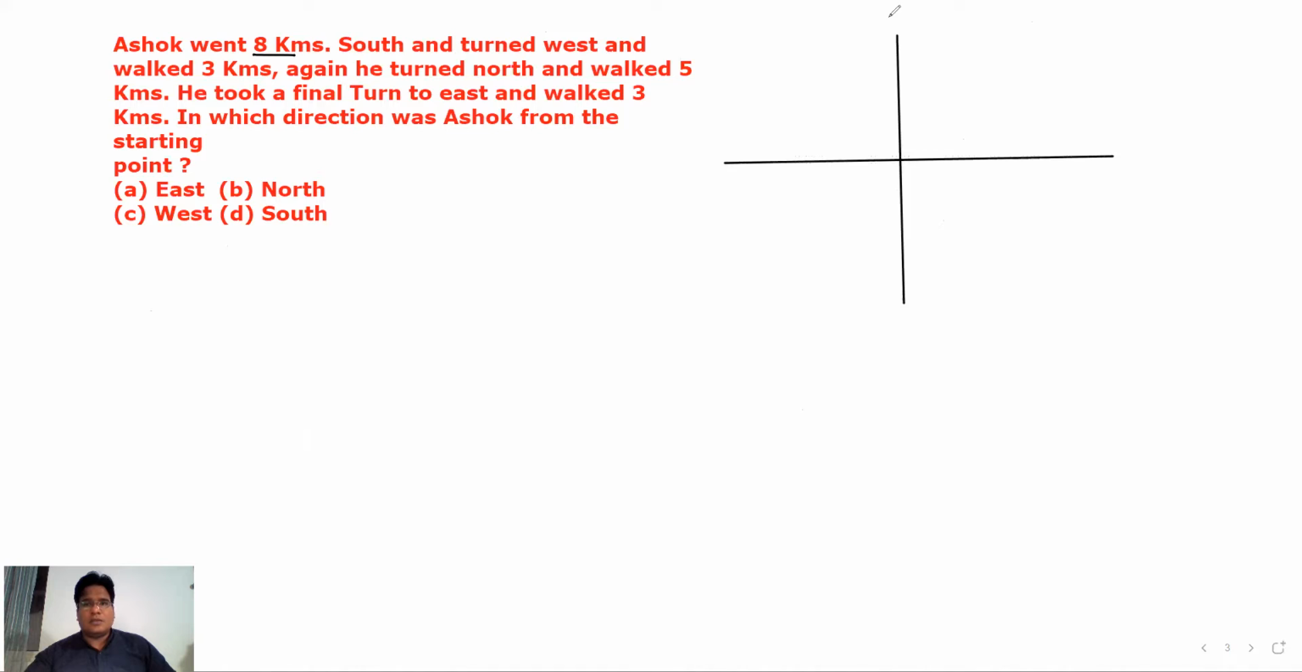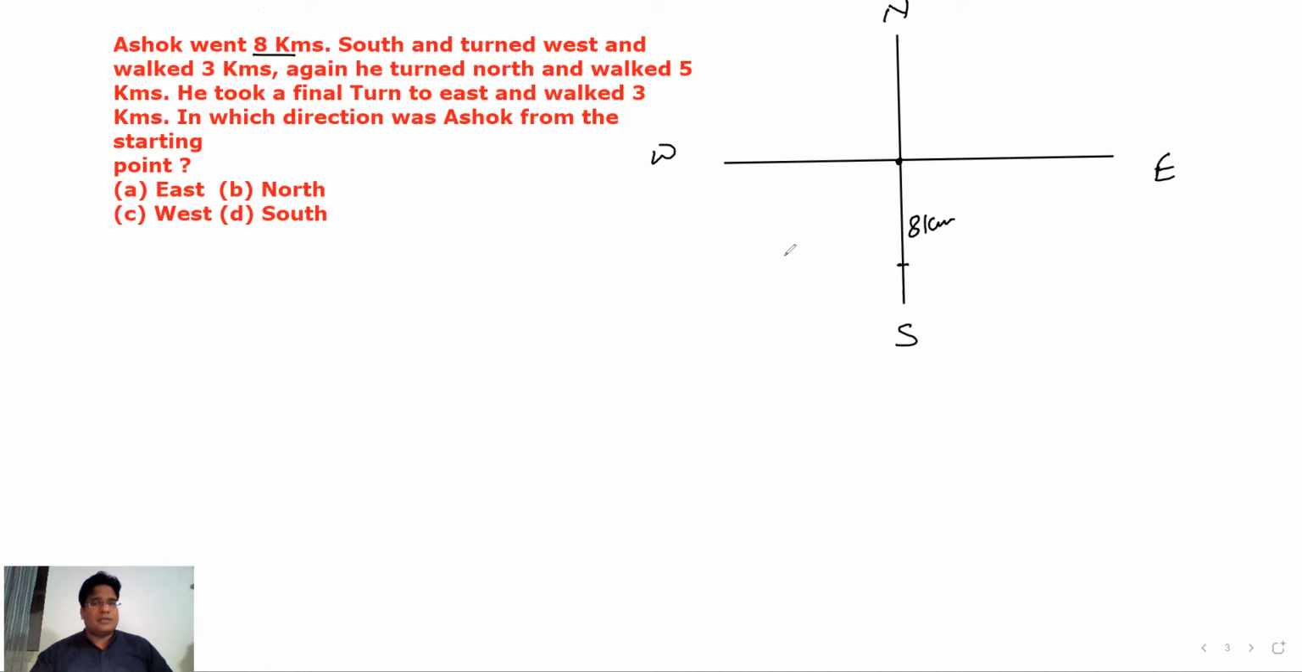So, this is north, south, east, and west. Ashok went 8 kilometers south. Suppose Ashok was standing here and he goes 8 kilometers towards south. This distance is marked as 8 kilometers.